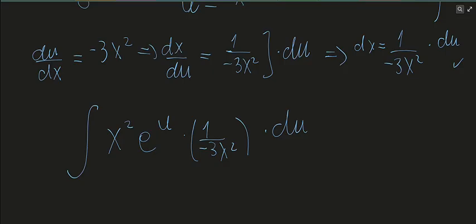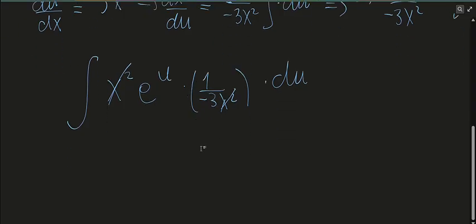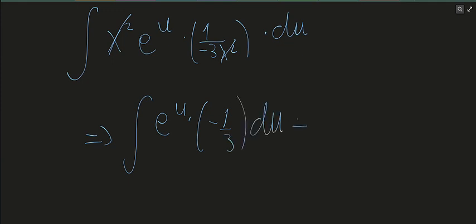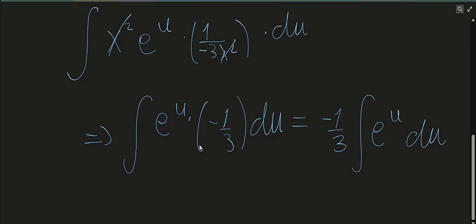Now here comes the beautiful part. You can actually kill the x squared with this x squared, non-violently of course, and you can actually get the correct integral. e to the u times negative 1/3 du, which we can actually move the negative 1/3 out, times the integral of e to the u du. The only question remains, what happens to the numbers?